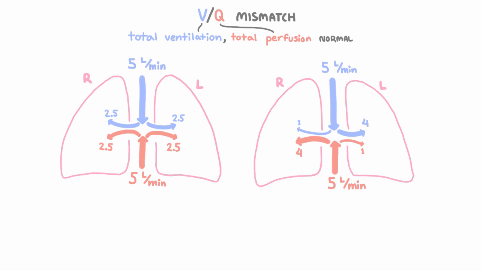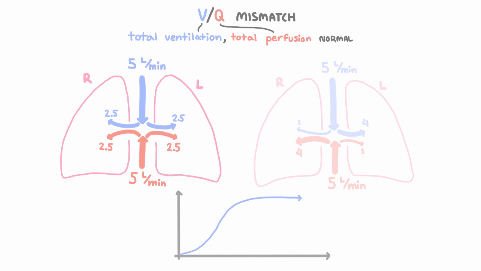Why? How is this going to affect gas exchange? Ultimately, it's because the oxygen-hemoglobin dissociation curve becomes flatter at higher levels of arterial partial pressure of oxygen. Now, what does this have to do with it? Well, let's say in this situation up here, where there's no VQ mismatch, you're operating around here on the curve, around 100 millimeters of mercury.